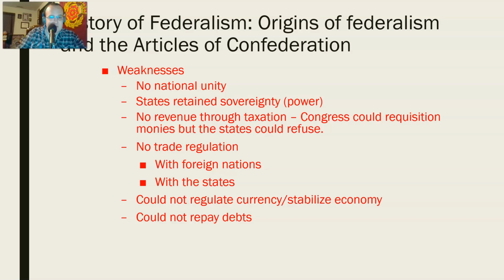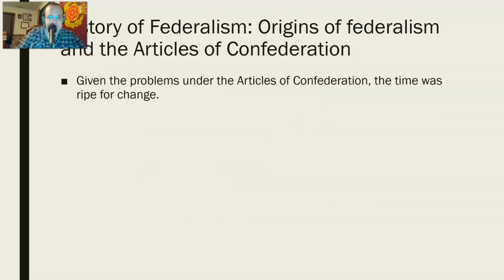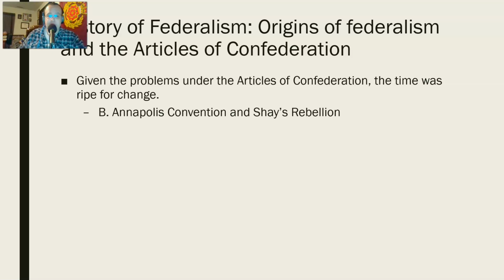And because, again, there was no revenue through taxation or trade regulation, America couldn't repay her debts, which led to a lot of problems, and that's even trickled down to today. So we realized that the time was ripe for change. We needed a different form of government, or the Articles of Confederation at a minimum needed to be fixed, and in a hurry. So we come to the Annapolis Convention and Shays' Rebellion.